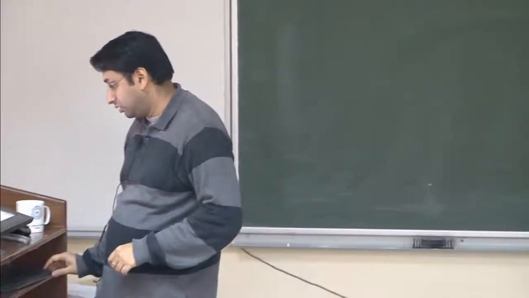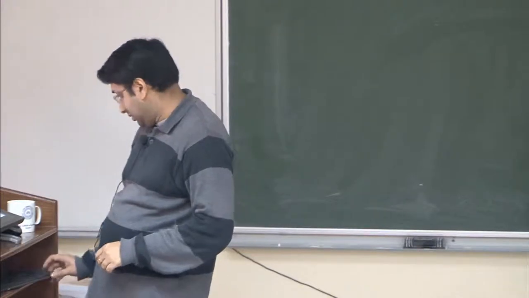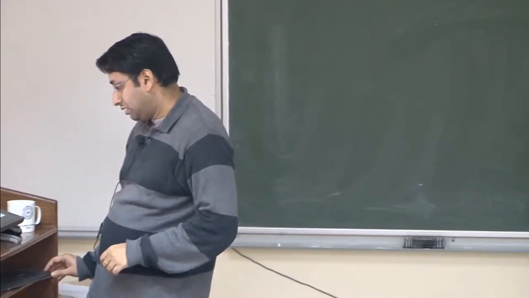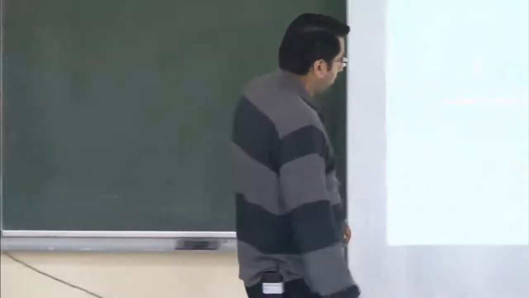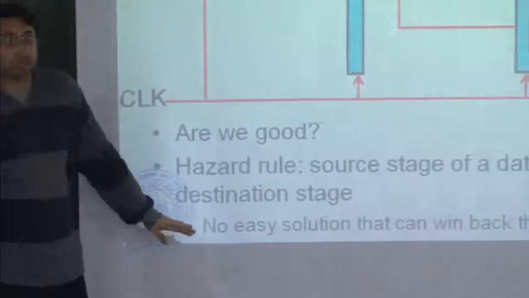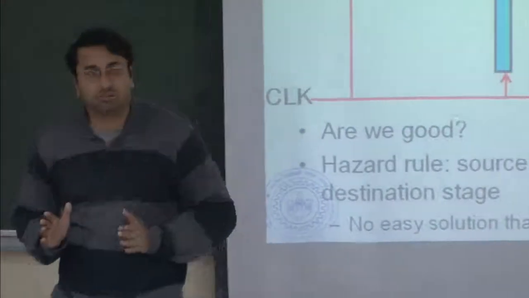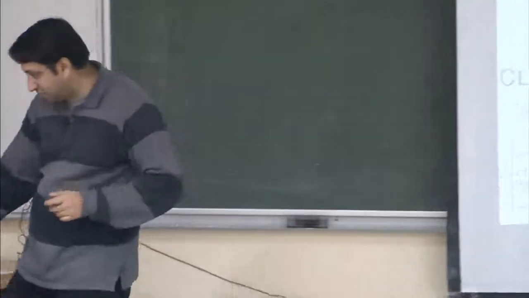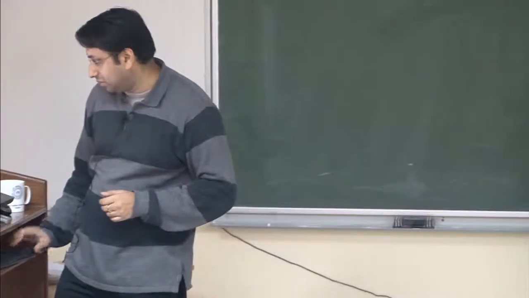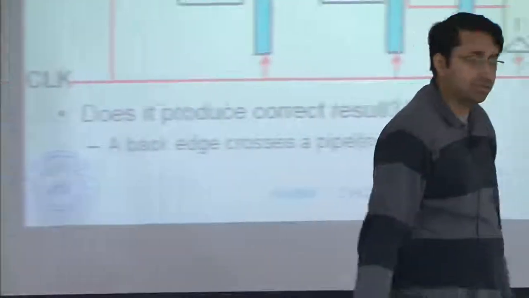As we said last time, I think we formalized this particular notion also. The source stage of data comes after the destination stage. That's not easy to resolve. And the only way to resolve it, can somebody suggest? Going back to that example, what can I do here to resolve this particular hazard?